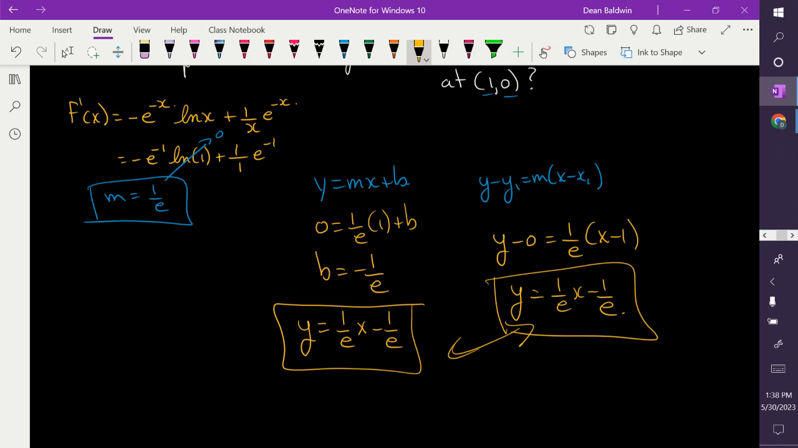I'm asking for the tangent line at the point 1, 0. So the derivative gives you the slope at every point. At the point 1, 0, I plug in 1. This goes away, so I'm just left with this. So that's my slope. And then we write it mx plus b, or this one, doesn't matter. I plug in my m and my x and y, and solve for b.